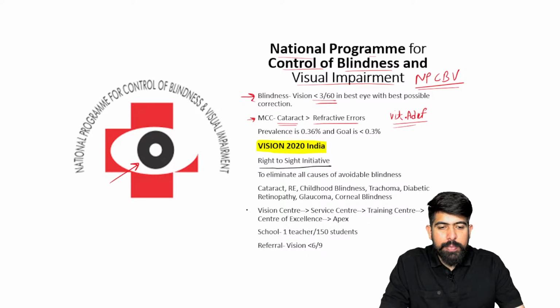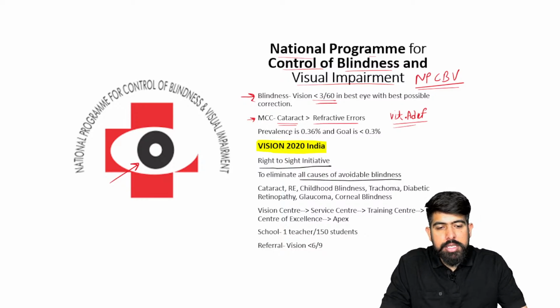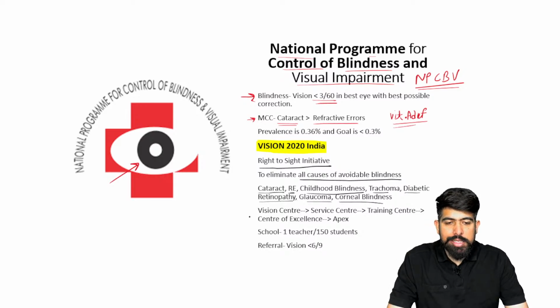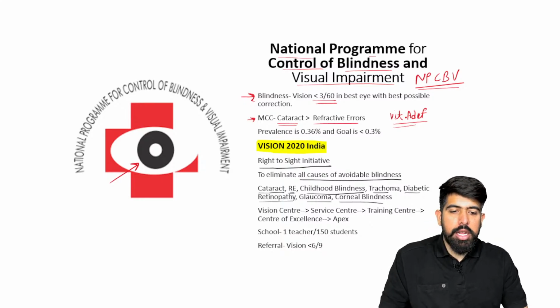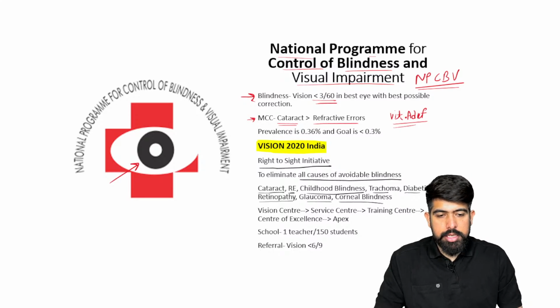What is the main aim of this program? The aim of this program is to eliminate all the causes of avoidable blindness. What kind of causes? There should be cataract, childhood blindness, trachoma, diabetic retinopathy, glaucoma, and corneal blindness. All of these are covered in this program.